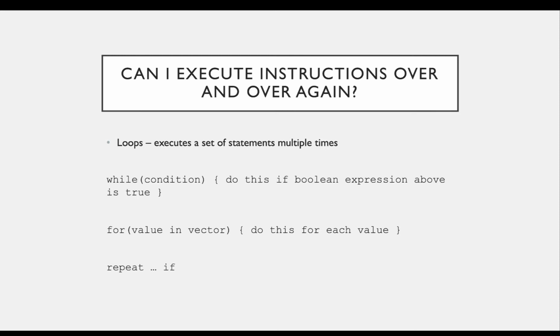Oftentimes, we need to execute a set of statements multiple times. And so if we want to execute instructions over and over again until some condition is met, we do that through loops. Loops are a way to execute a set of statements multiple times, and there are different ways to write loops. While loops, for loops, and repeat loops are ways that we can execute a set of statements or instructions multiple times.